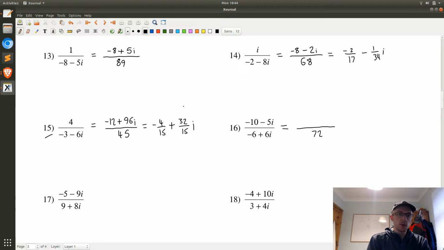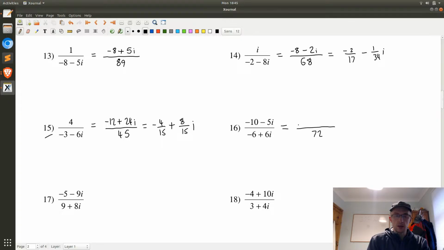Oh, goodness me. 4 times 6 is 24. What a blunder. What was I doing? So that should be 8 when you divide it by 3 properly. I'm only human. Okay, here we go. 72 on the denominator. Got to be careful now.